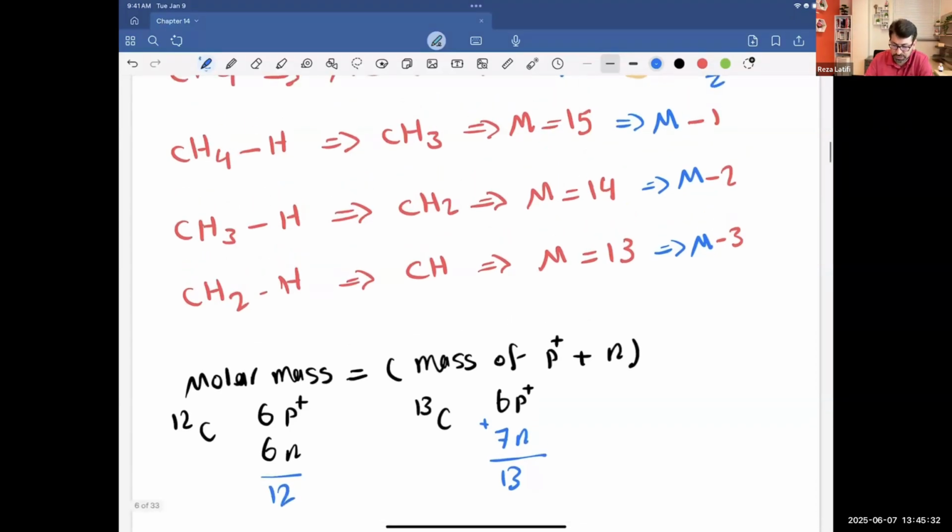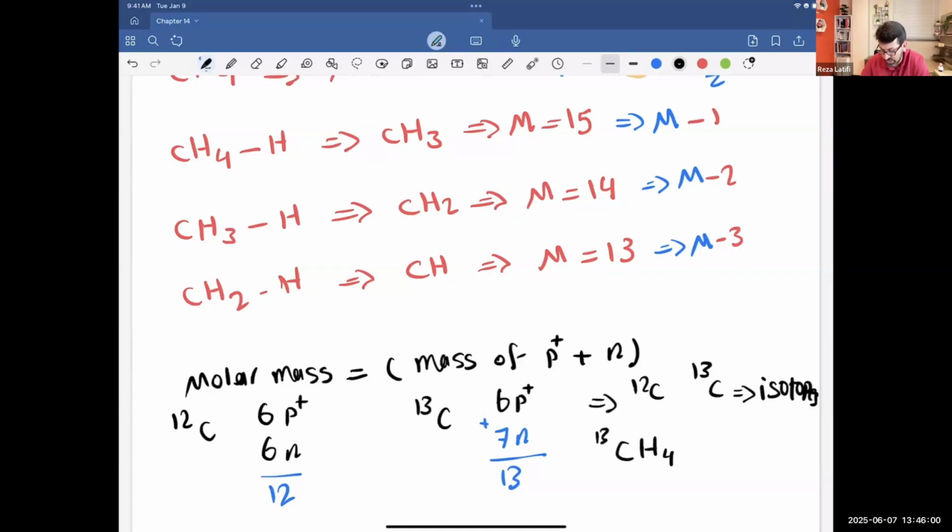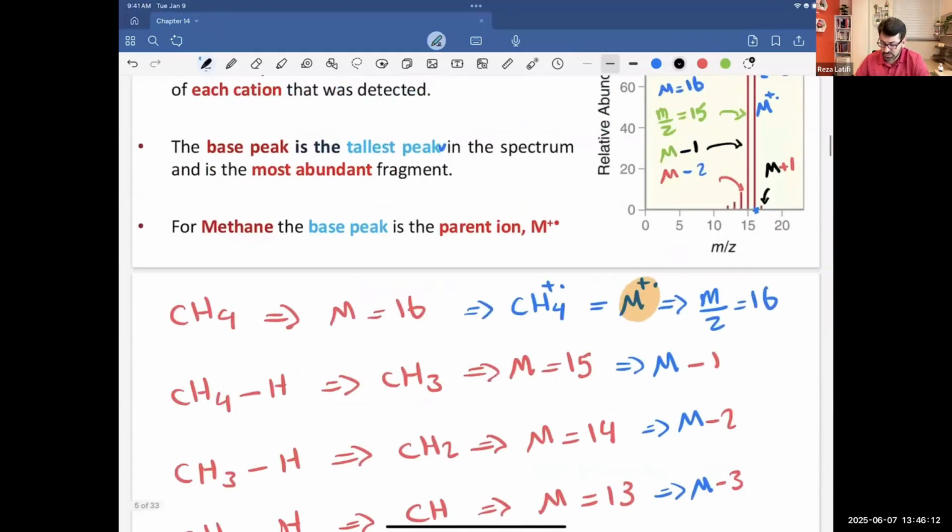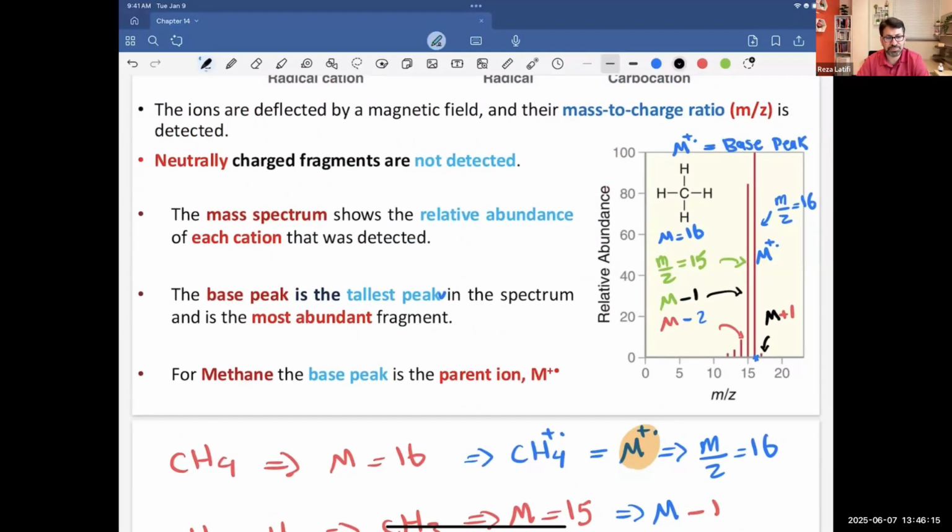So the reason that I see a peak 1 unit higher than 16 is because we have a carbon that happened to be an isotope. Okay, carbon 13 and 12 are isotopes. We have isotope carbon, and this isotope carbon formed this CH4. This is 13, and we got radical cation. And mass for this one is going to be 17 gram per mole. And as you see, it showed up as a tiny peak on the right side.